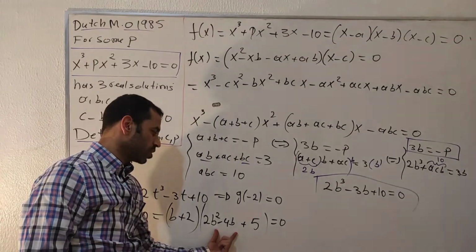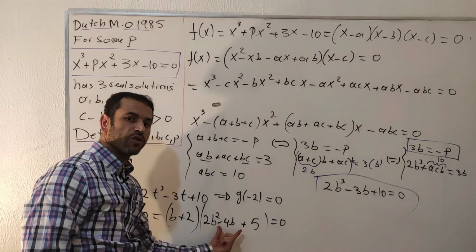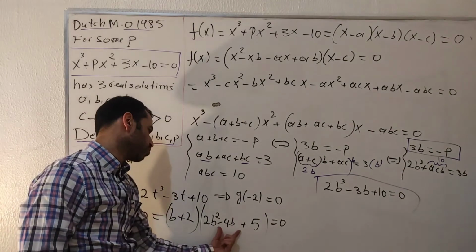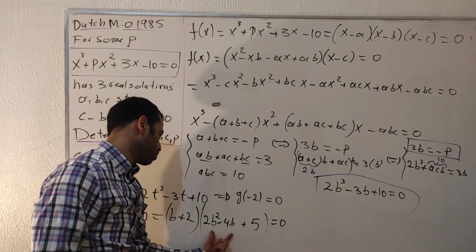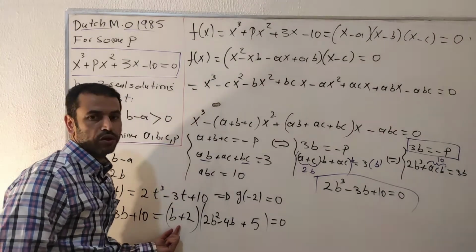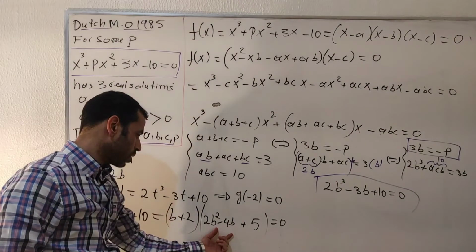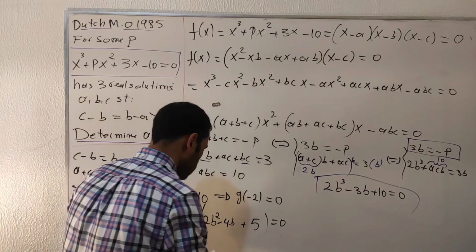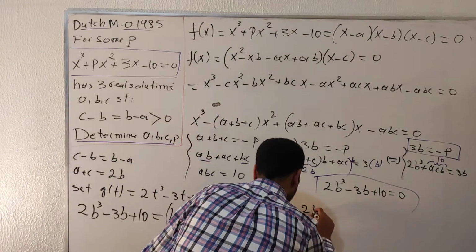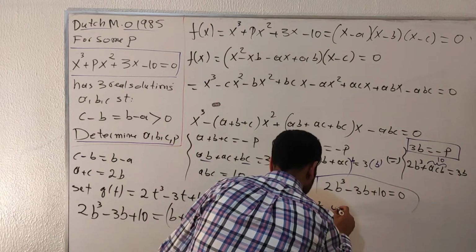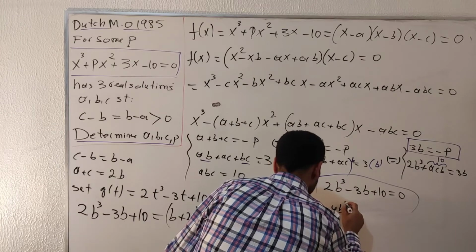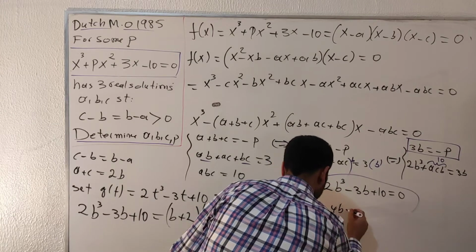Sometimes you may get this term positive. If you get this positive, that means we have no roots for this one. So we don't have to worry about this one. So we are going to move on to this one to get the root of this one. Okay? I'm not going to use the delta here. I'm going to factor out this one. So I get here 2b squared minus 4b plus number 5.